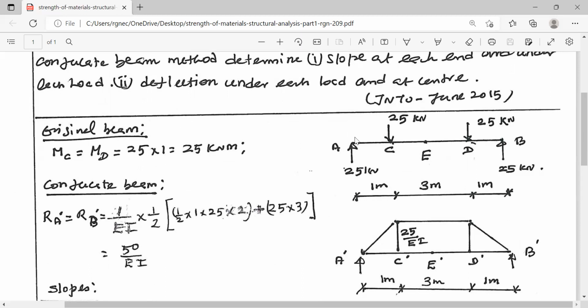Theta A, the slope at A, is equal to the shear force at the respective point of the conjugate beam. That is, theta A is equal to shear force at A dash. Slope is equal to shear force. That is the conjugate beam theorem. Theta A is the slope at A. That is equal to shear force at A dash.